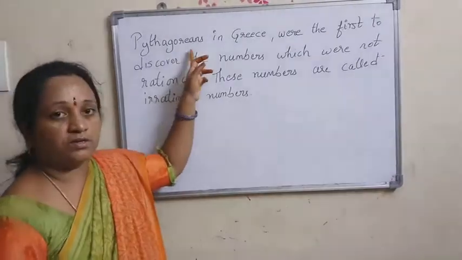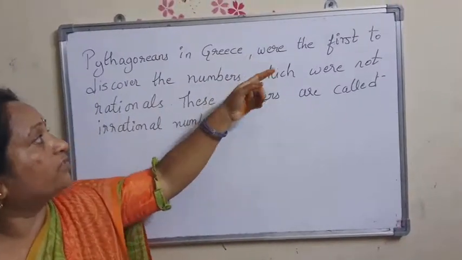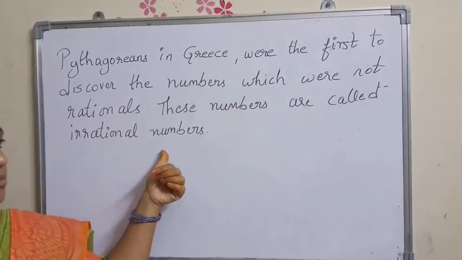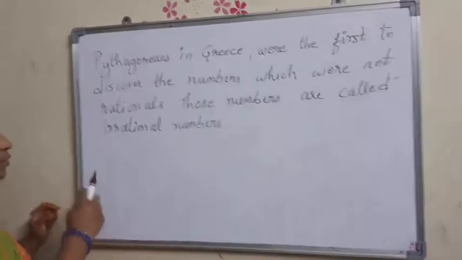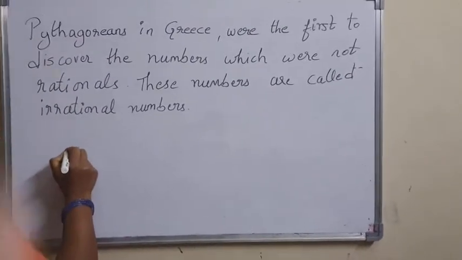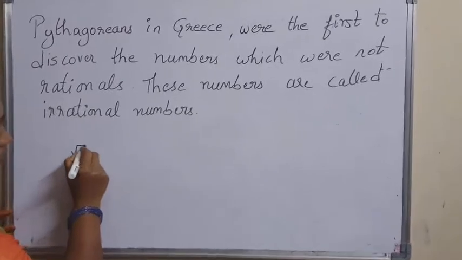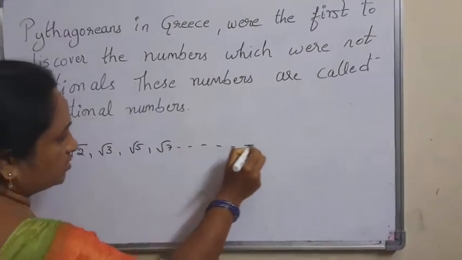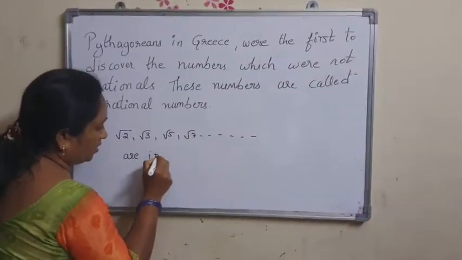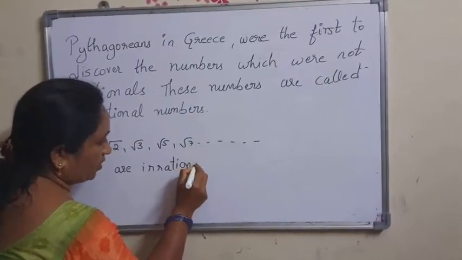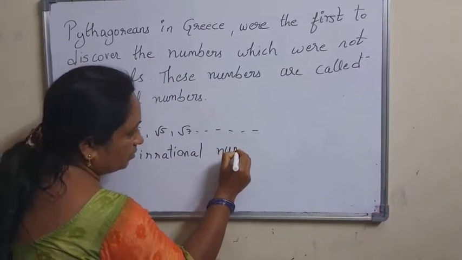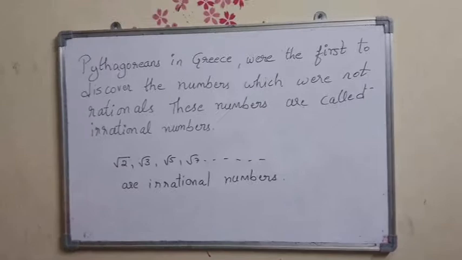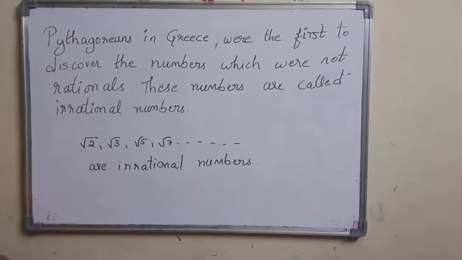Pythagoreans in Greece were the first to discover the numbers which were not rationals. These numbers are called irrational numbers. The Pythagorean philosophers discovered that root 2, root 3, root 5, root 7, etc., are irrational numbers. Now we are going to learn how these irrational numbers can be represented on the number line. We'll see now.